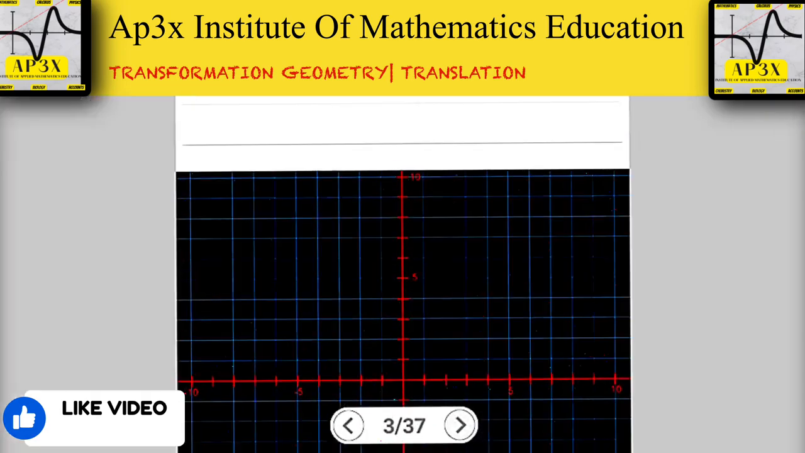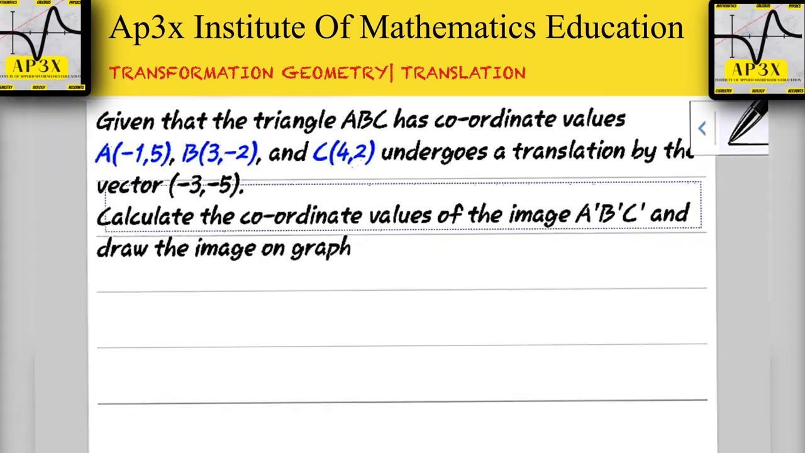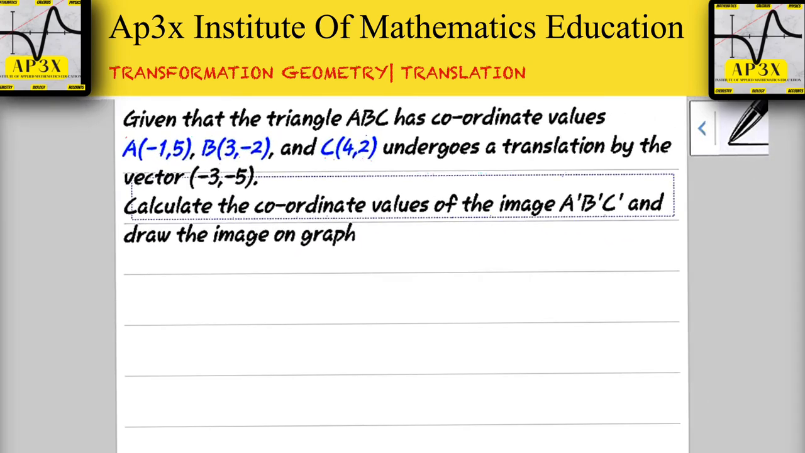So we're then going to move across to the graphical approach to this question. With the graphical approach, we want to go on the graph and see how the question is applied. Now, for this question, we're looking at the triangle ABC, which has coordinate values A (-1, 5), B (3, -2), and C (4, 2). All three points will form a shape, of course a triangle.